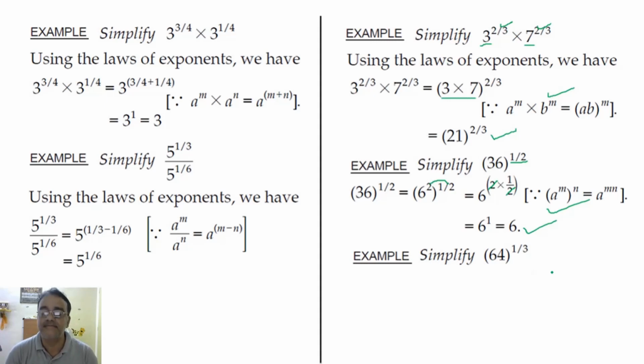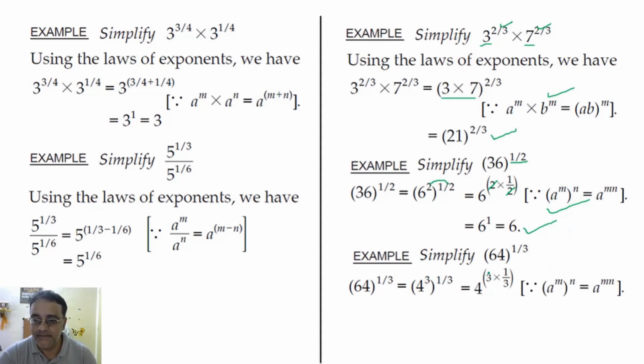How will you write? 4 cube. Yes, 4 cube. Right, very good. So 64 to the power 1 by 3 is equal to 4 cube to the power 1 by 3. Again, the same property we are using here. 3 into 1 by 3 हो जाएगा. Same law. And this 3 will be cancelled, and we'll get 4 to the power 1. And that is 4. Okay. Any doubt in these simple problems? No, sir. Okay.